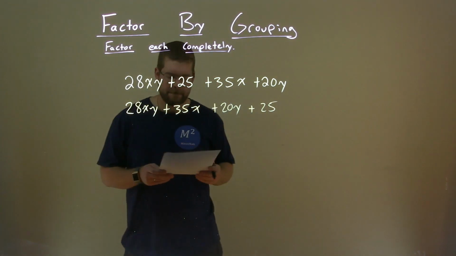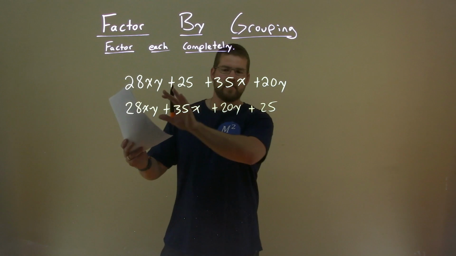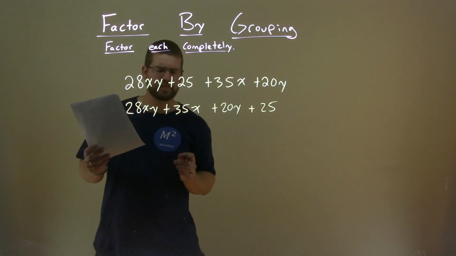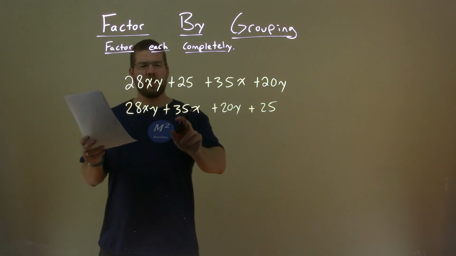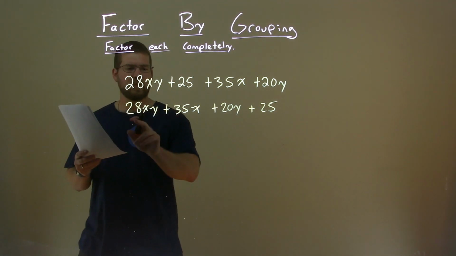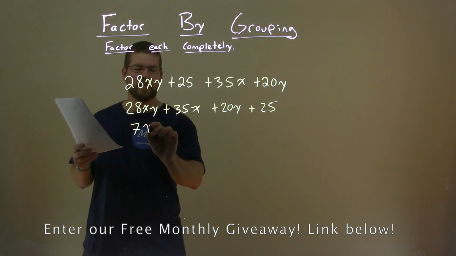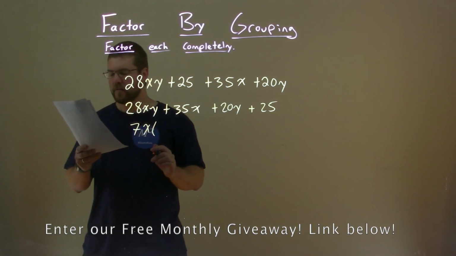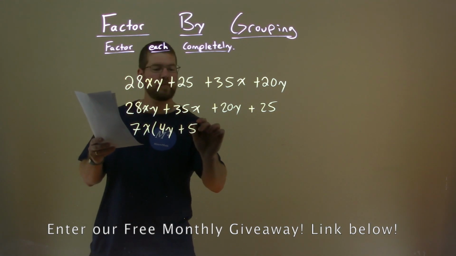Okay? And you get better at making a good guess on where you need to rearrange these things as time goes on. Well, we have 28xy and 35x. 7 goes into 28 and 35, and x goes into both of these as well. So if we pull out a 7x, we're left with a 4y plus a 5.